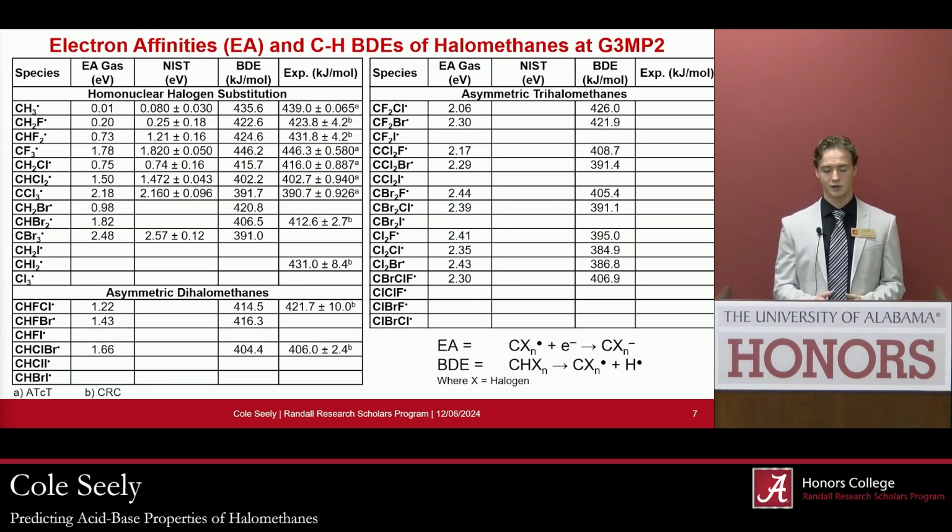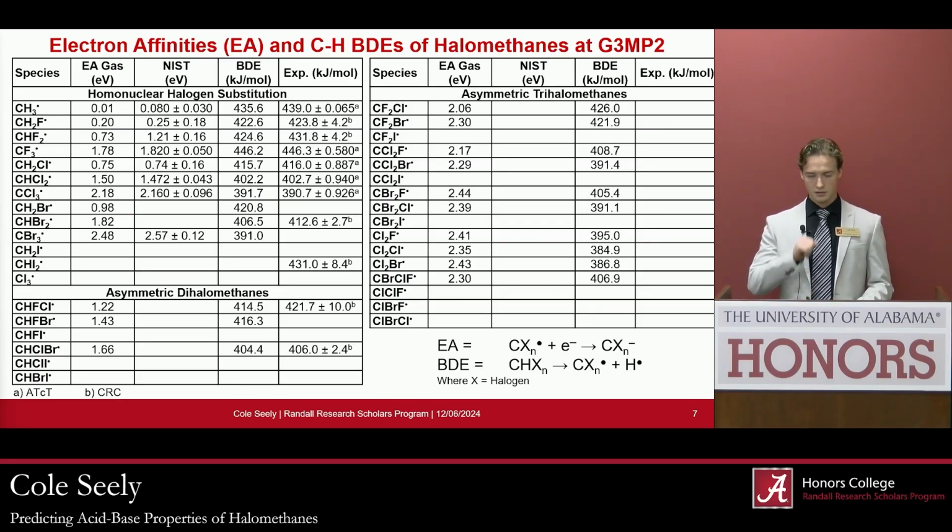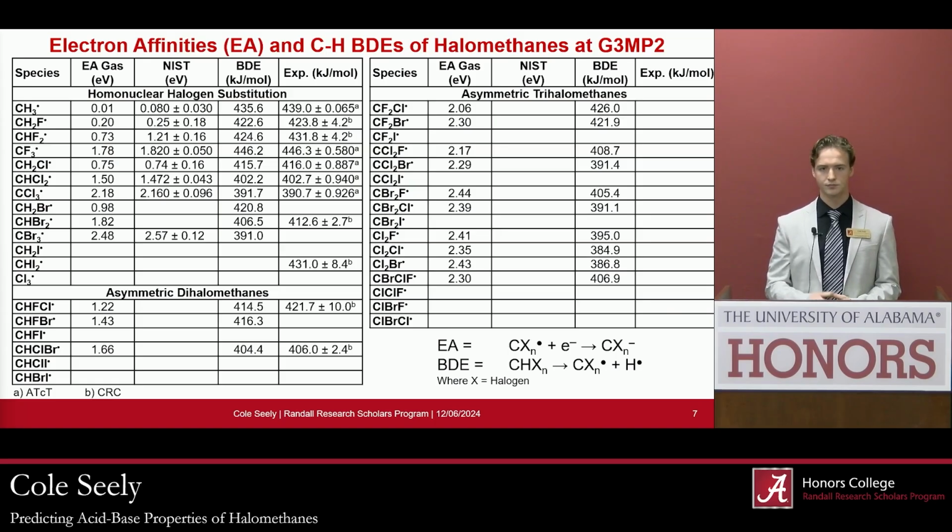Here we have electron affinities and bond association energies of halomethanes at G3MP2. These are calculated using radical species calculations, and it corresponds to the reaction in the bottom right-hand corner for bond association energy as a homolytic cleavage, where instead the hydrogen dissociates with its electron as opposed to heterolytic cleavage. Here I would also like to point out that there is a unit change from kilocalories to kilojoules per mole.